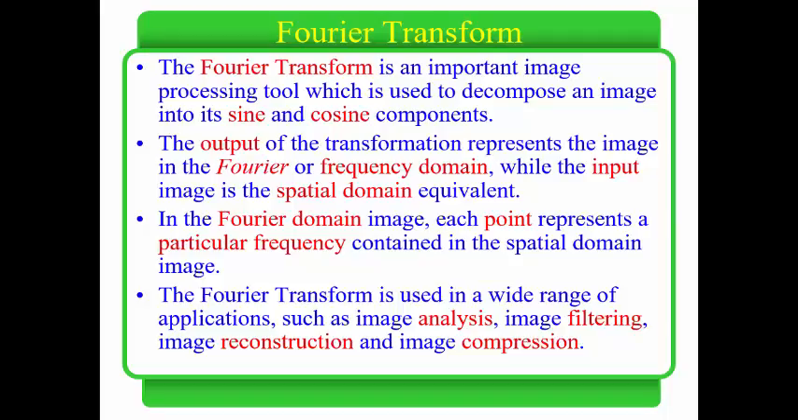In the Fourier domain image, each point represents a particular frequency. So for this particular frequency, what is the amplitude in this image? If I have a considerable amplitude, this means that the image contains this frequency component. If the amplitude is small, this means that the image does not contain this frequency component. The Fourier transform is used in a wide range of applications, such as analysis, image filtering, image reconstruction, and image compression. These are the uses of this kind of transform.